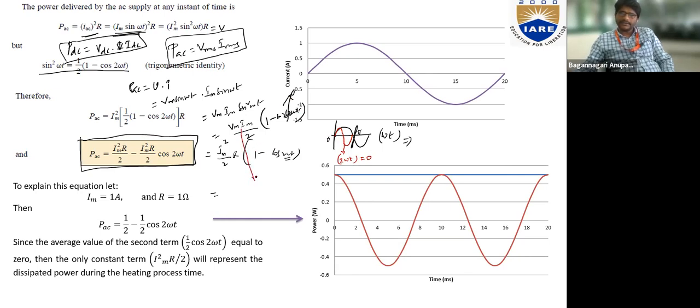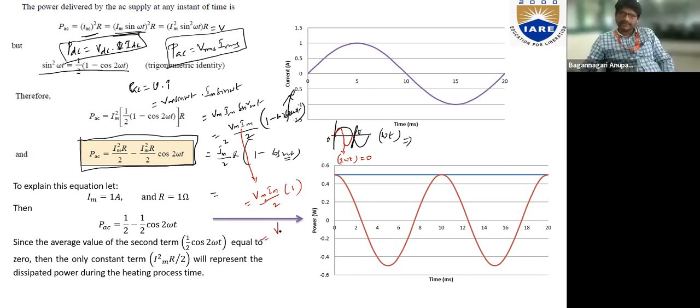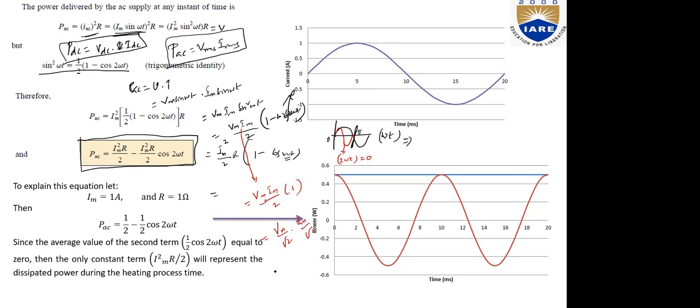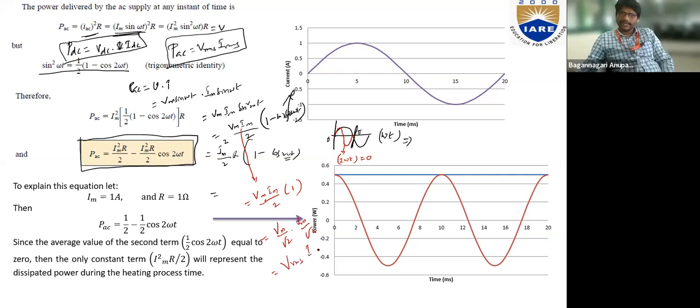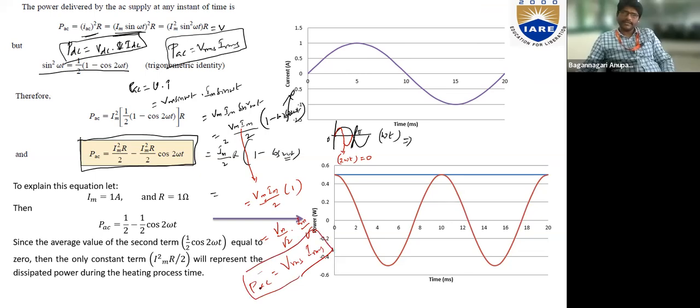Now if I substitute the same thing here, what is the equation I am going to get? It's Vm Im by 2, and this other term is almost equal to 0. So I have only this one. What is the expansion I can write for this? Can I write it as Vm by root 2 into Im by root 2? So Vm by root 2 is VRMS, and Im by root 2 is IRMS. So whenever I want to get AC power, the equation can be written like this in terms of RMS value.